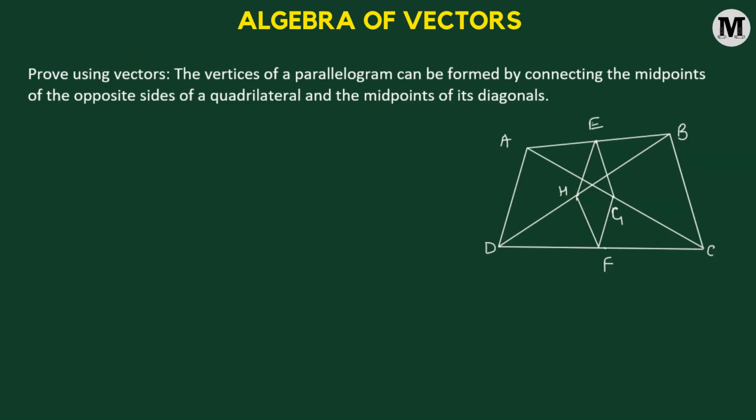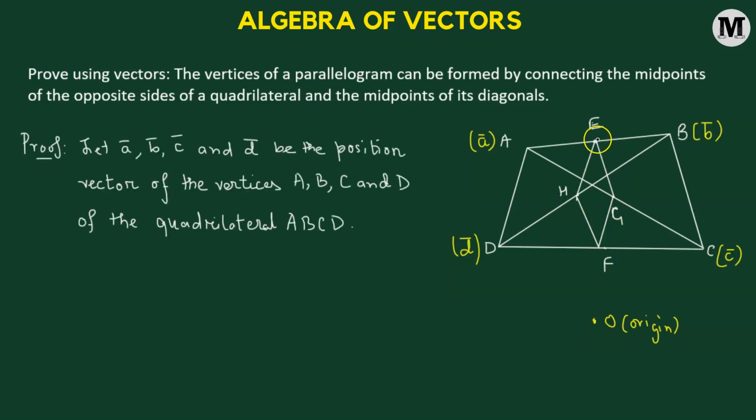Okay, so what we'll do, we'll first consider some origin O. This is going to be an origin or some coordinate system. With respect to this origin, we're going to suppose that the position vector of the vertex A be denoted by A vector. Position vector of vertex B will be B vector. Position vector of vertex C will be C vector. And position vector of vertex D will be D vector. Now, with respect to these four position vectors A, B, C, D, we can define the position vectors of E, G, F, H.